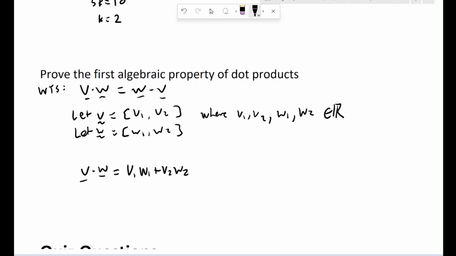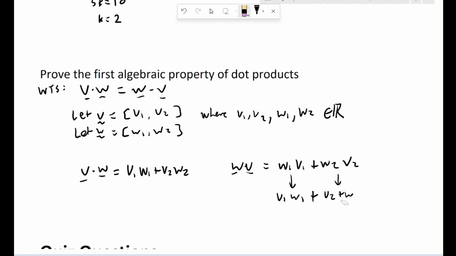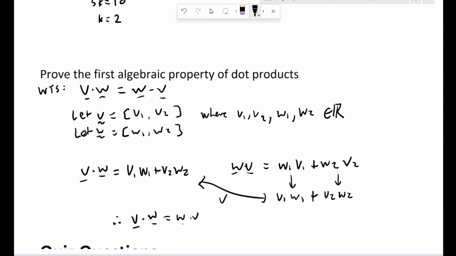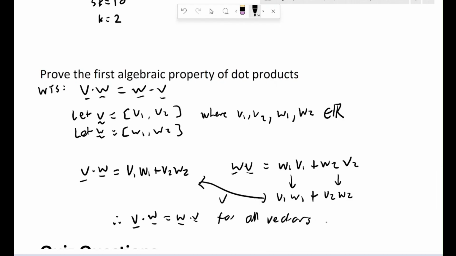So when you times them together and add them, and if you look at w dot v, it's going to be w1 v1 plus w2 v2, which you can simplify down to v1 w1, because it doesn't matter what order you times two numbers in, you get the same result. Things like 3 times 4 is the same as 4 times 3, and then here v2 w2. Which matches, hopefully. Therefore, we've done it. v dot w equals w dot v for all vectors v and w.